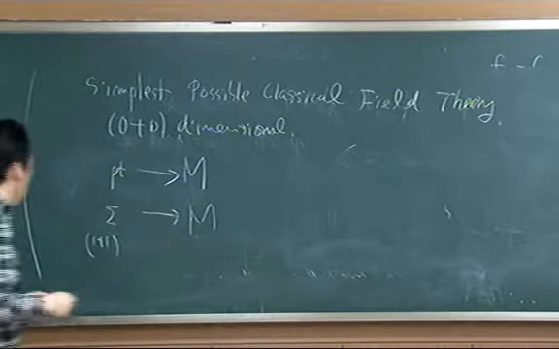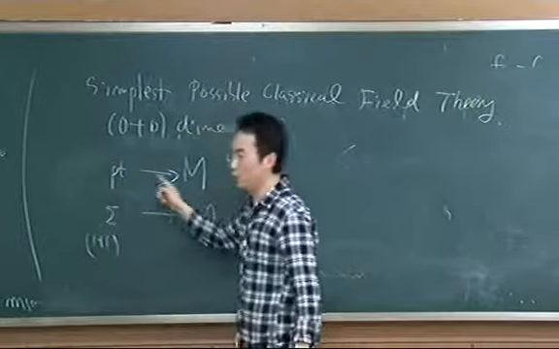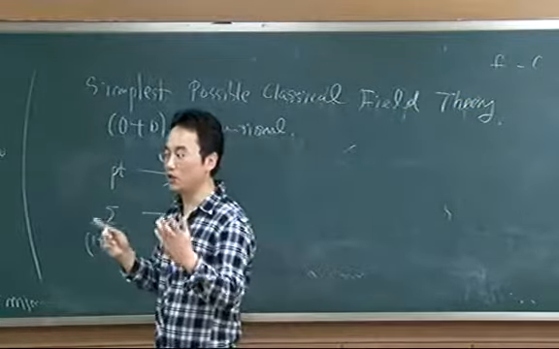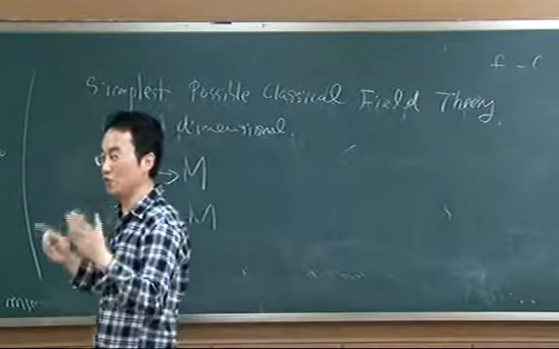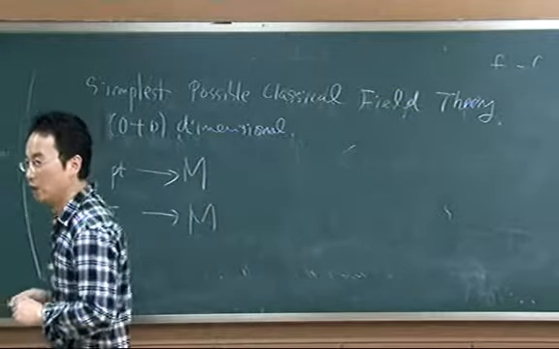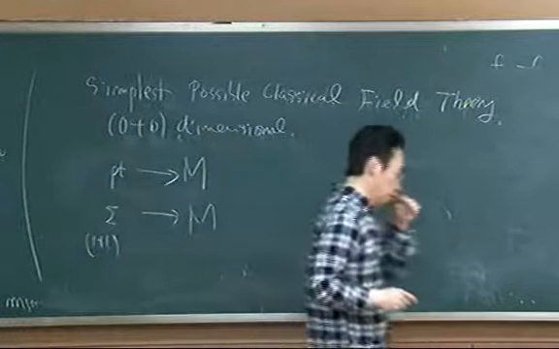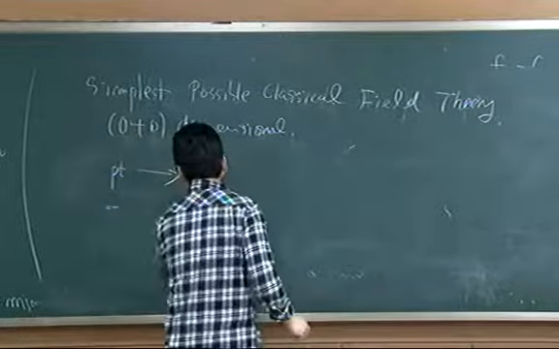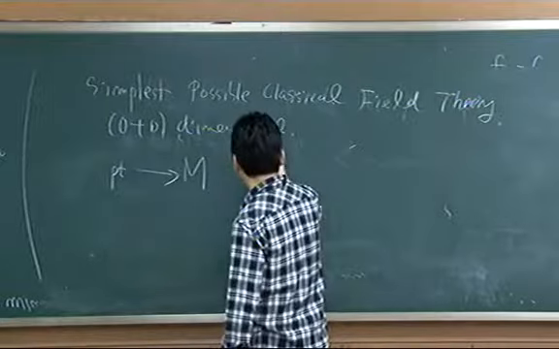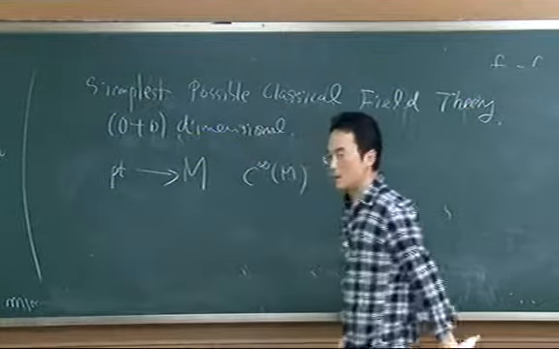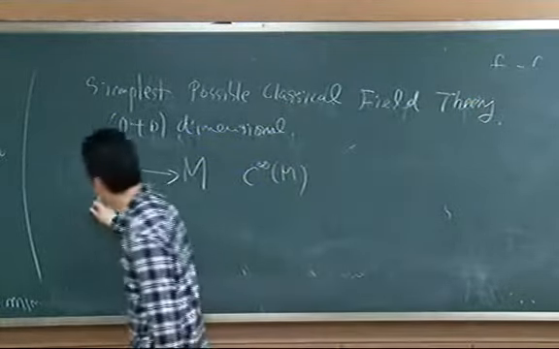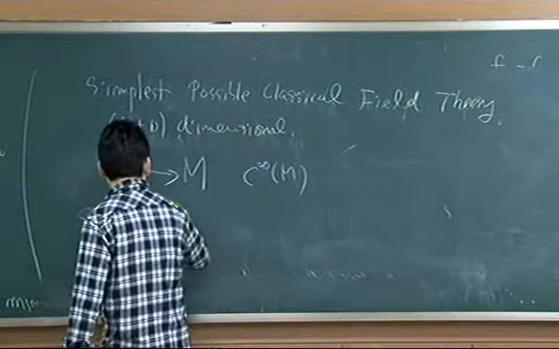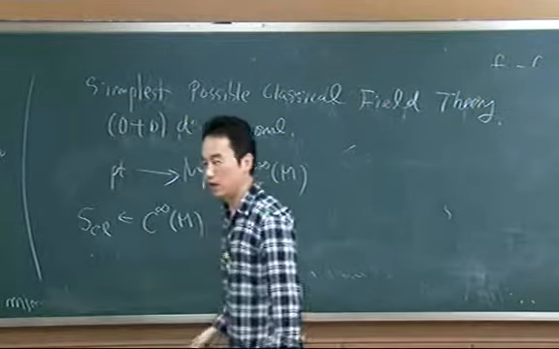So here the space of all maps from a point to M is just M itself. So the space of all functions on the space of all maps is just the space of functions on M. And I want this to be smooth. It doesn't need to be, but to avoid any possible problem, let's just consider C infinity functions on M. Then pick a function on M.